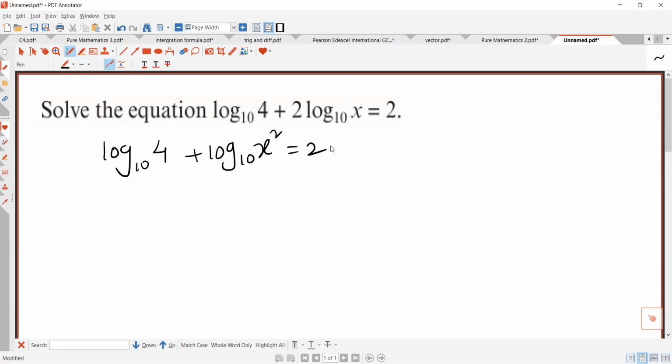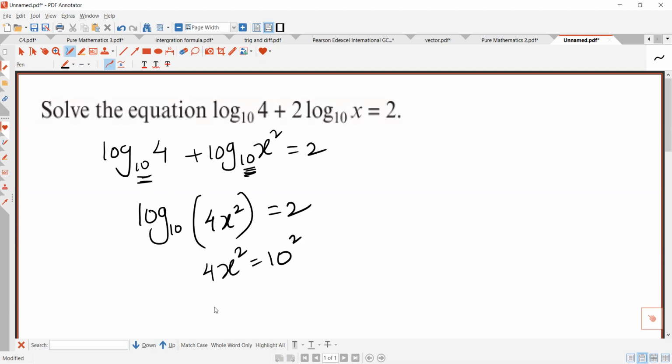Is this understood? Okay. Can you see their bases are same? So you can do multiplication and division. There is an addition sign. That means what? Can I make it multiplication? Can I make it common and write it like this? 4x square. Can I write 10 square? You see, this is the reason I said always do the multiplication and division rule. Make sure you combine all the logs into one log, and you just transfer it. Make it 10 square. 4x square is equal to 10 square.